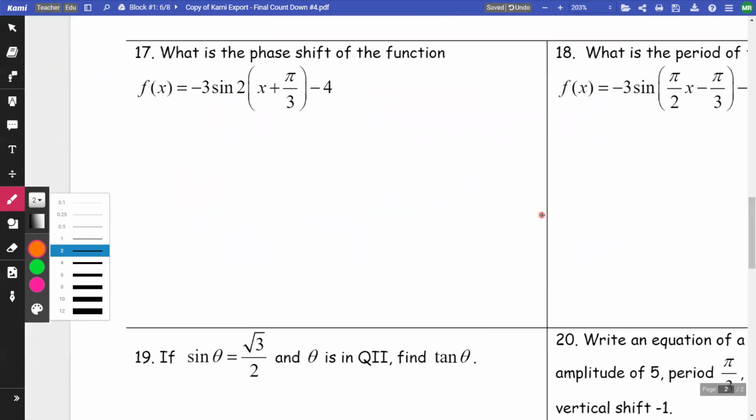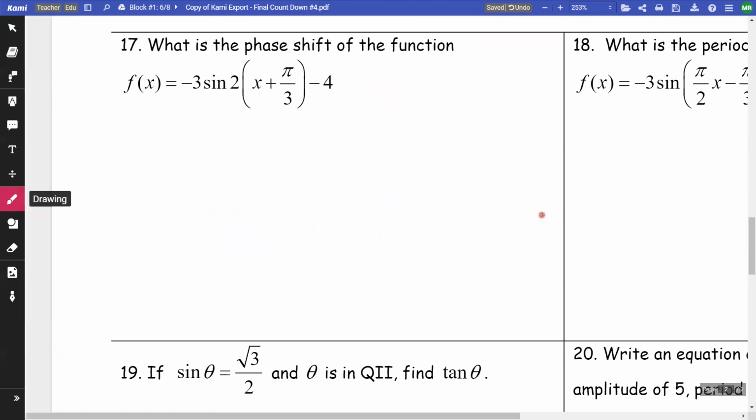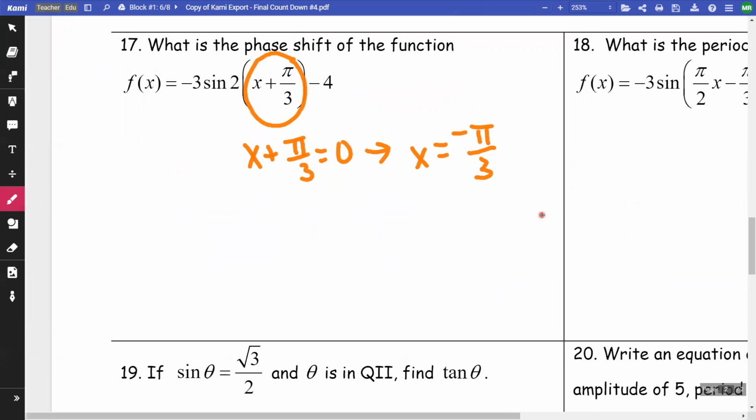On 17, we want the phase shift. The phase shift is what makes this 0. So I'm literally going to take this, set it equal to 0, and I end up with a negative pi over 3. That's my phase shift.